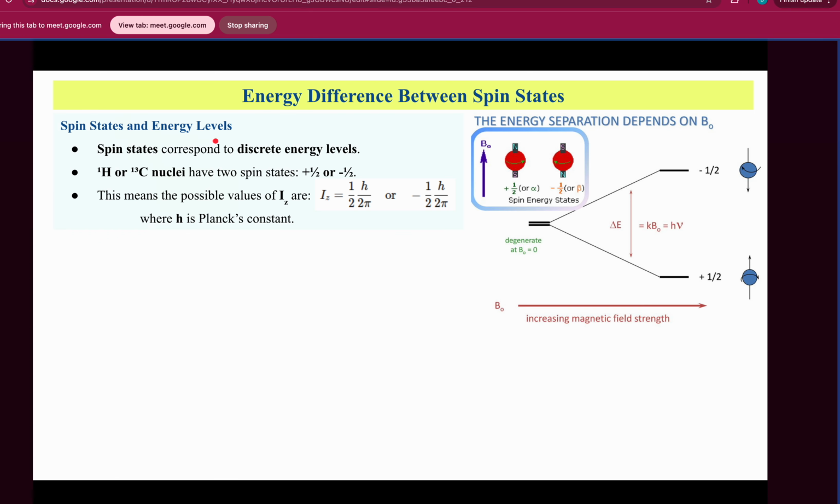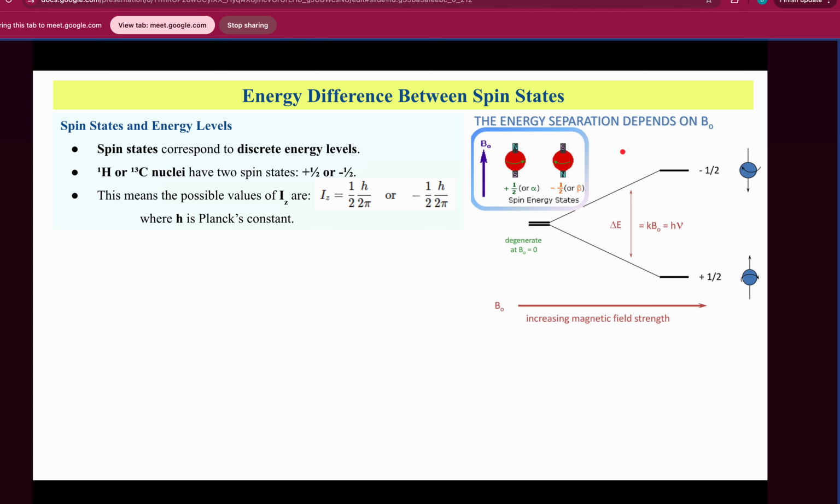Now, spin states and energy levels. As we have seen, there are two energy levels when the external magnetic field is applied. Spin states correspond to discrete energy levels. In the case of H1 and C13 nuclei, they have two spin states, because of the formula 2I plus 1. One is plus half and the other is minus half. This means the possible values of Iz will be half h by 2 pi or negative half h by 2 pi, where h is Planck's constant.